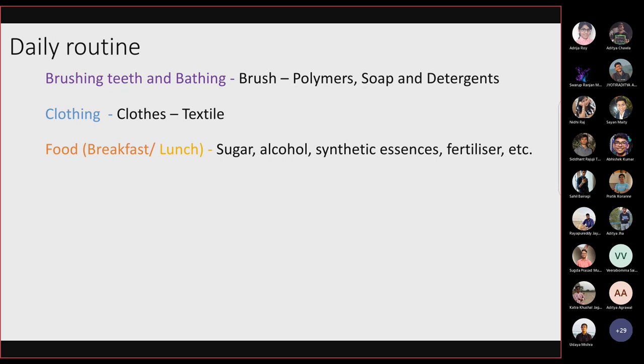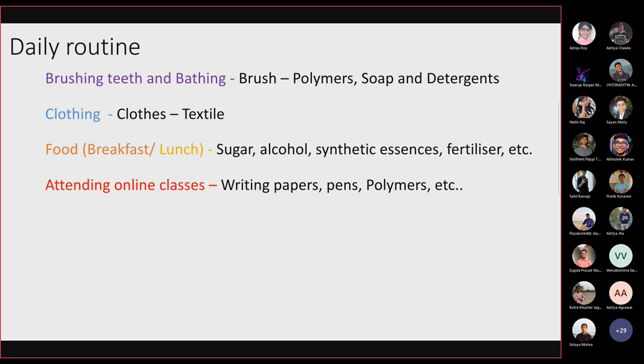Then we take breakfast and lunch after clothing. Breakfast involves food industries, sugars, alcohols, synthetic essences, fertilizers for producing various crops, and petrochemicals, which are used for killing insects and enhancing the crop production. This also comes from the chemical process industries.